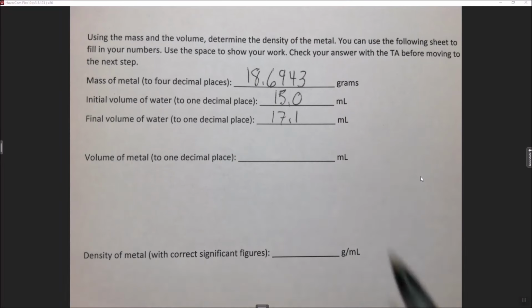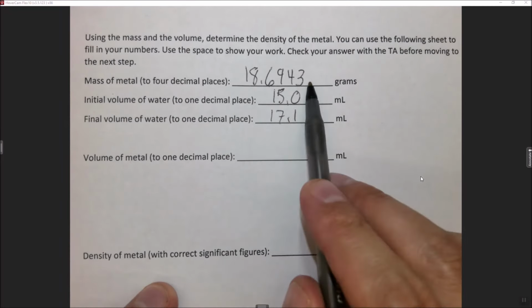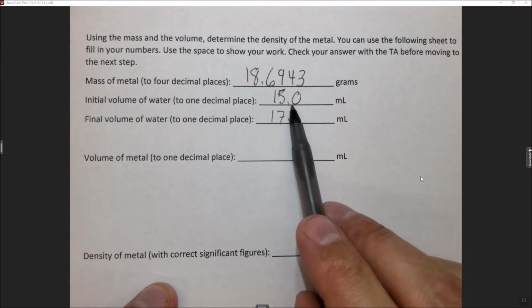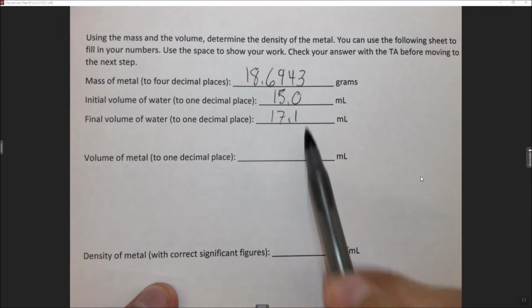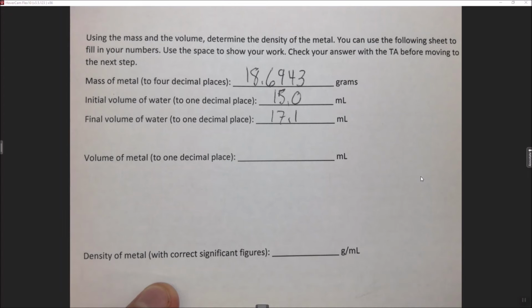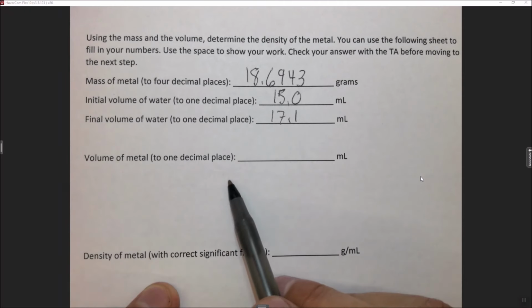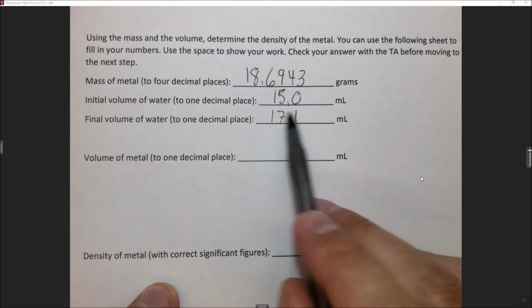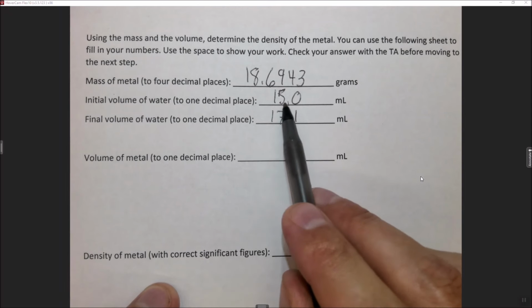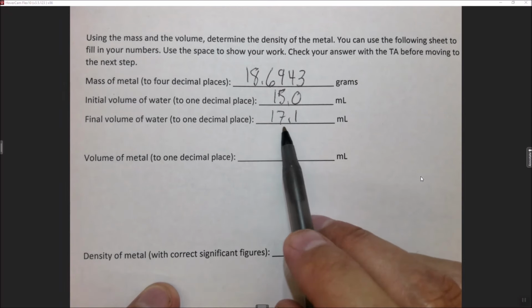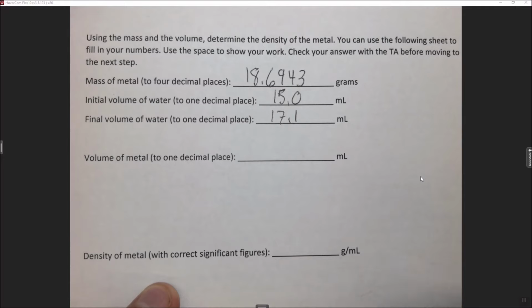So now that Jesse's made all of the measurements, the mass, again to 4 decimal places, and the volumes to 1 decimal place each, all we're left to do is to calculate the density of the metal. Note that what's important here is your significant figures. So to find the volume of the metal, we need to take the final volume after the metal was added and subtract out the initial volume of the water. Because again, as Jesse said, we found the volume of the metal by displacement.